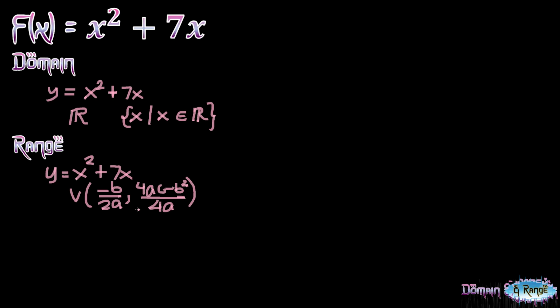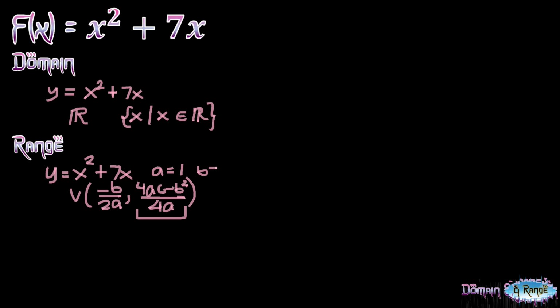This value, the y coordinate of our vertex, is important and essential in determining the range of this given quadratic function. So we simply need to solve for our values here. What would be our a, b, and c coefficients? These are the coefficients of our quadratic function. A is the coefficient of x squared, which is 1. Okay?